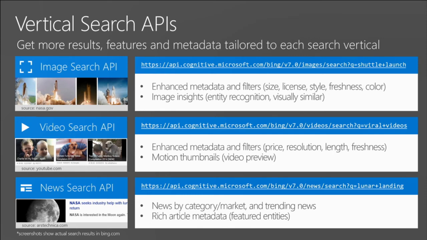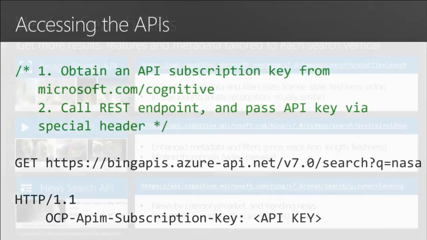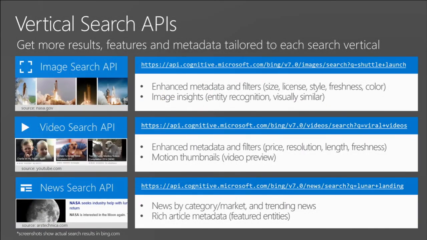And then finally, for the news vertical, you can look at news by category and market, and you can bring back rich metadata like featured entities in the news. So if we identify an entity, and the other thing that we do for each of these as well is we provide trending information. So for video, you can do trending movies. You can do, actually I have that on the next slide. You can do movies, you can trend people, you can trend sports, you can bring back all of these things to see what's actually trending, which is super interesting information for a lot of the social aspects.